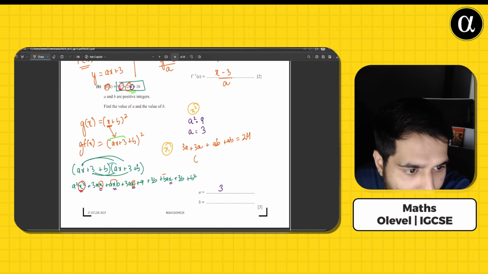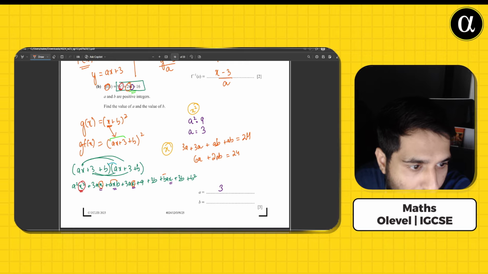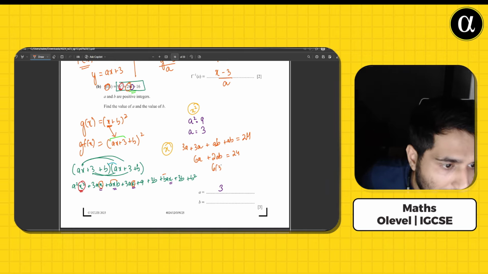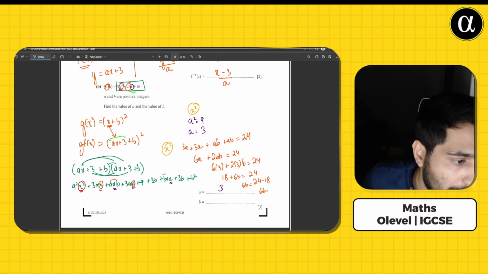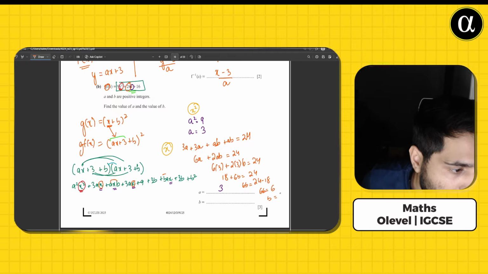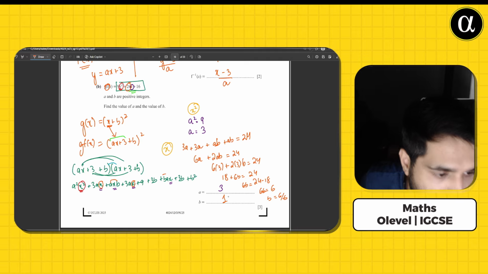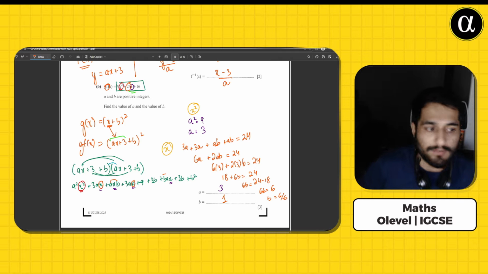So 3a plus 3a gives us 6a plus 2ab is equal to 24. We know the values, so 6 times 3 plus 2 times 3 times b is equal to 24, and this is going to be 18 plus 6b is equal to 24. So 6b is equal to 24 minus 18, and this is going to give us 6b is equal to 6, and the value for b is going to be 6 over 6. That should give us 1. This is how we are going to solve this question.